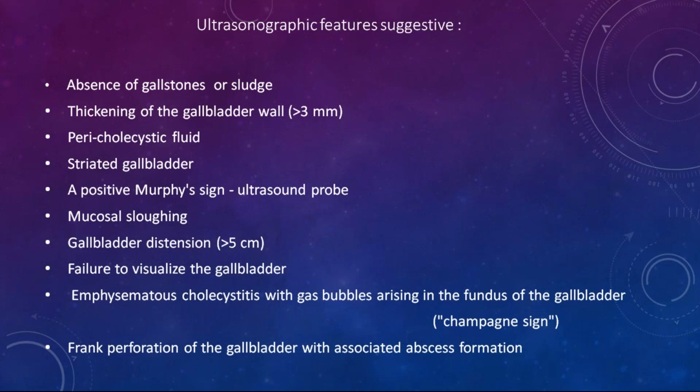And I said earlier that the gallbladder thickness of more than 3.5 mm is indicative. Murphy's sign can also be elicited during the ultrasound probe. While the radiologist is probing the right upper quadrant area, the patient can elicit pain. And another thing is gallbladder distension of more than 5 centimeters. So the luminal distension of more than 5 centimeters is also indicative of this.